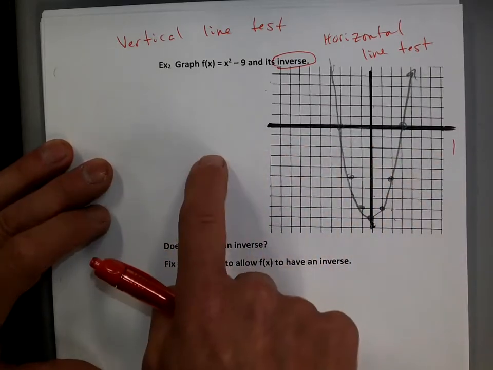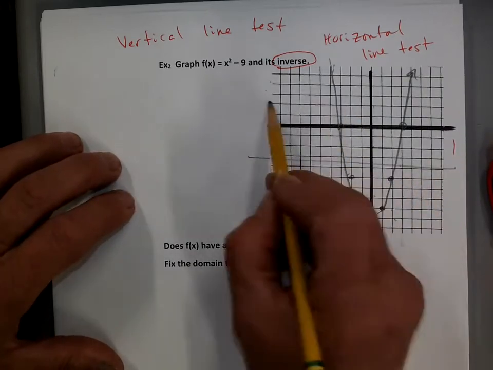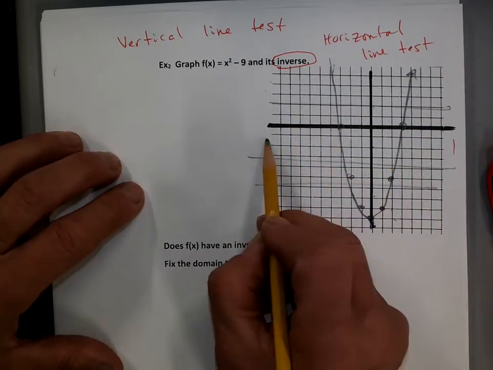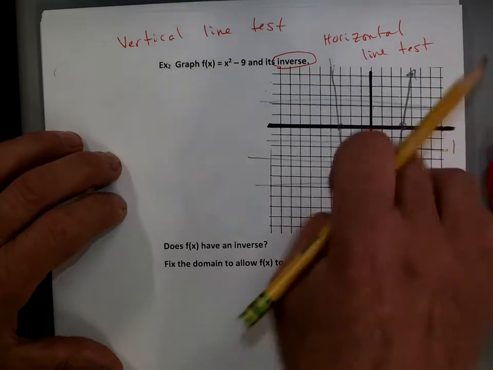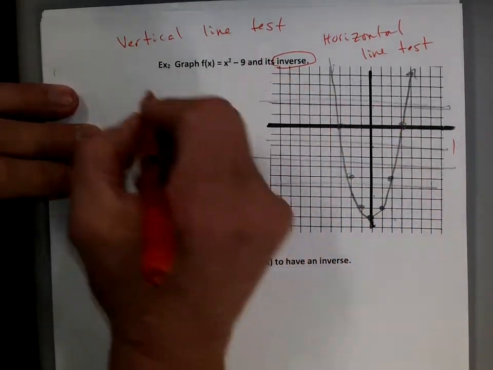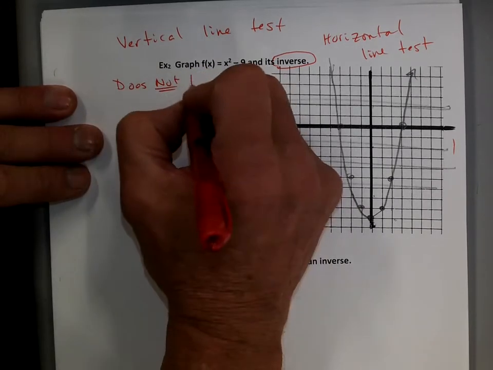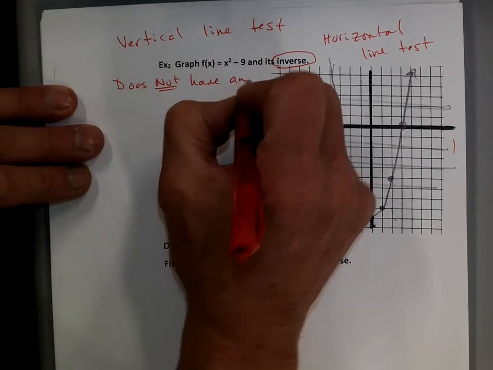You can see it. If I draw a line straight across, boom, hits it twice. Boom, hits it twice. So this graph does not have an inverse. So this graph, x squared minus 9, does not have an inverse. It doesn't.